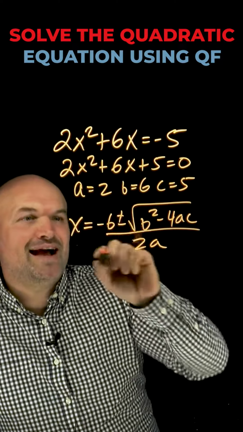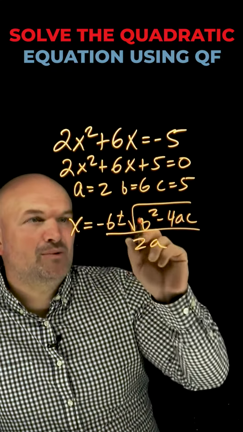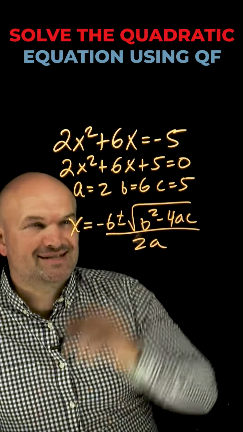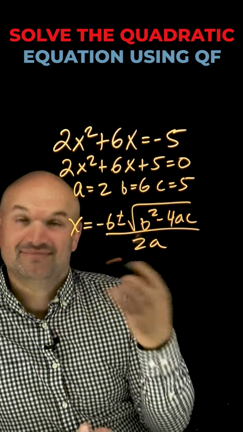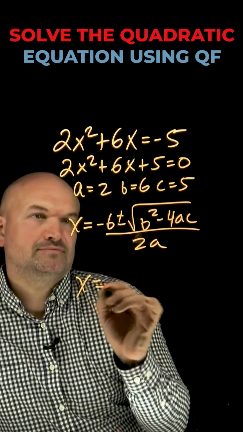So now, wherever I have an a, I'm going to replace it with a 2. Wherever I have a b, I'm going to replace it with a 6, even though I know they look very similar. And wherever I have a c, I'm going to replace it with a 5. Then we're going to go ahead and simplify.